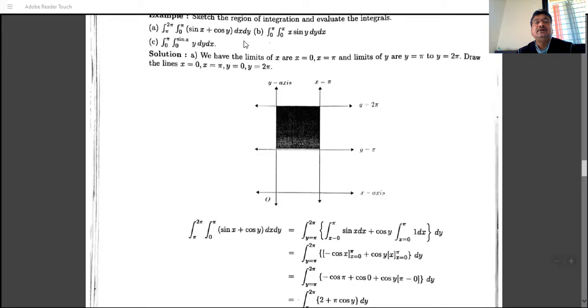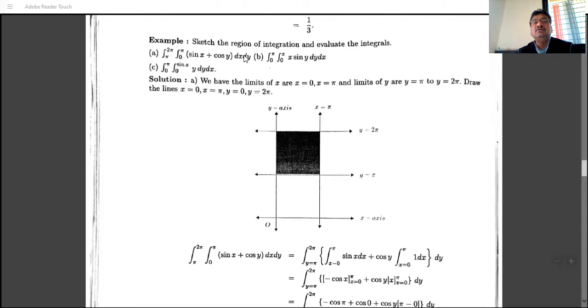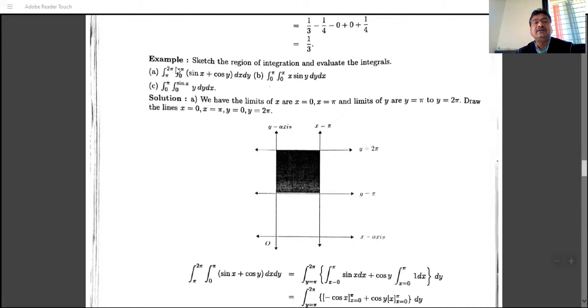The next problem is to sketch the region of integration and evaluate the integral. So there are three problems. The first problem is what? Pi to 2 pi, 0 to pi. In order to draw the region of integration, the limits are important. Here both limits are constants, and so 0 to pi is dx first.